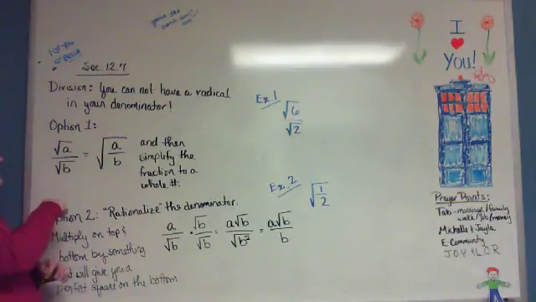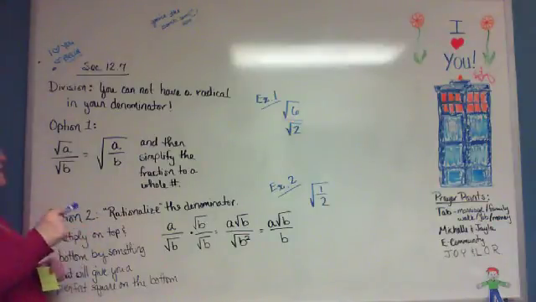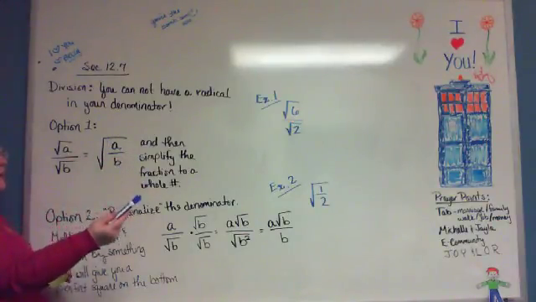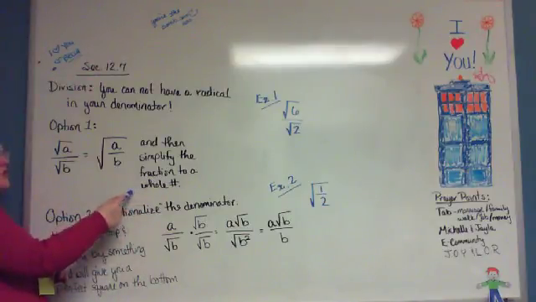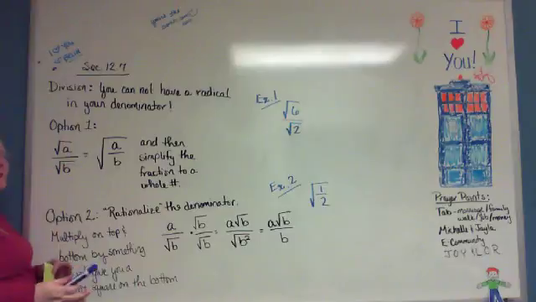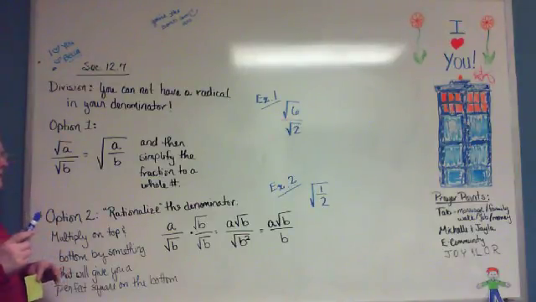This option says that if you have a radical over a radical, you can write it as one fraction. And then once you have it written as one fraction, you can go ahead and simplify that fraction so that it's just a whole number. If that's just a whole number, then you get rid of the whole bottom part of the fraction, which means that you no longer have a radical on the bottom. It's okay to have one on top, we just can't have one on the bottom.